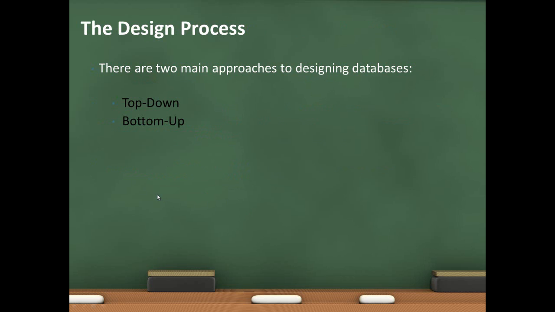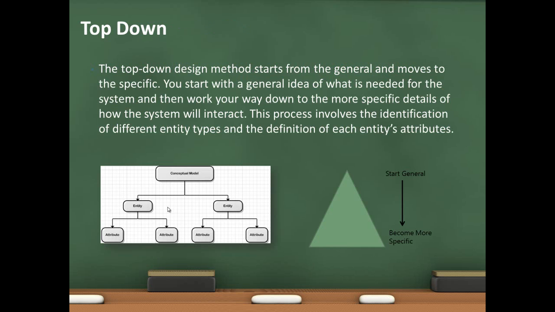So there's two different approaches to designing a database. One approach is the top-down approach, and another approach is the bottom-up approach. The top-down approach is by far the older type design approach, and we're going to take a look real briefly at both of these. So the top-down approach starts with a general idea and moves to the more specific.